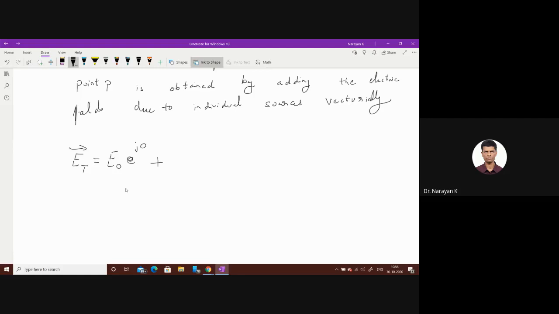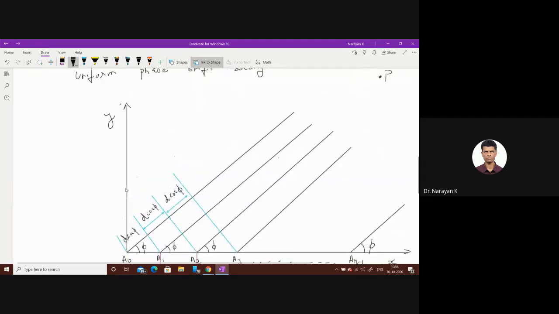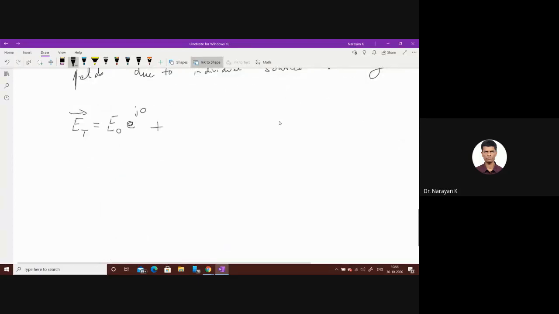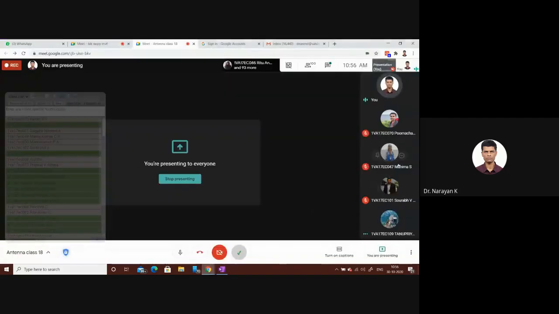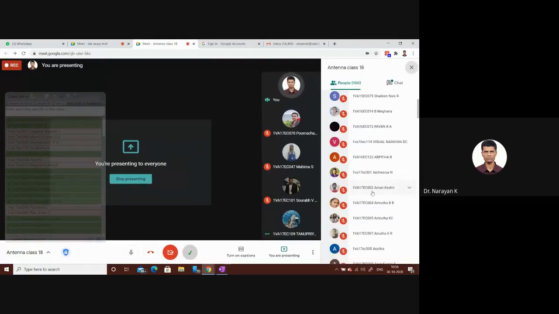Tanupriya, can you tell what will be the next equation? Due to point source A1, what is your electric field at point P? Tell me. Come on, you should learn with me. You can do it. Tanupriya, tell me what should be the next equation? See, you people have to read at home, but you can't simply come like that. Okay, now who else will tell?